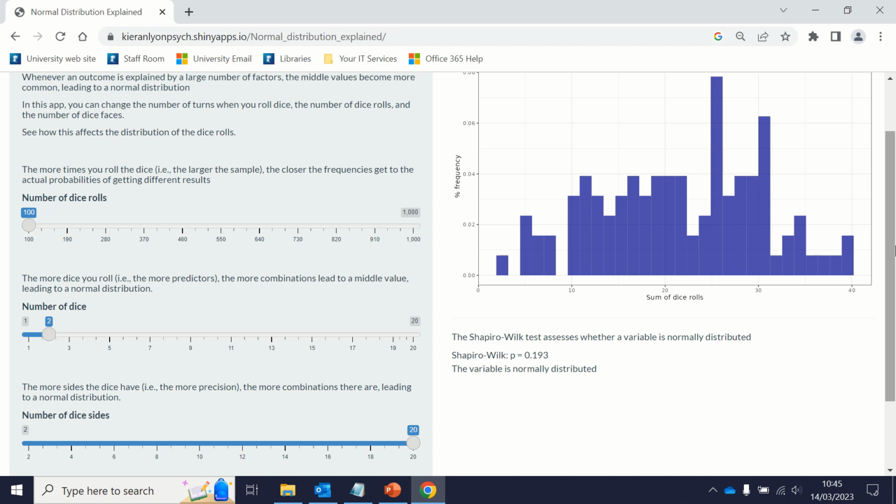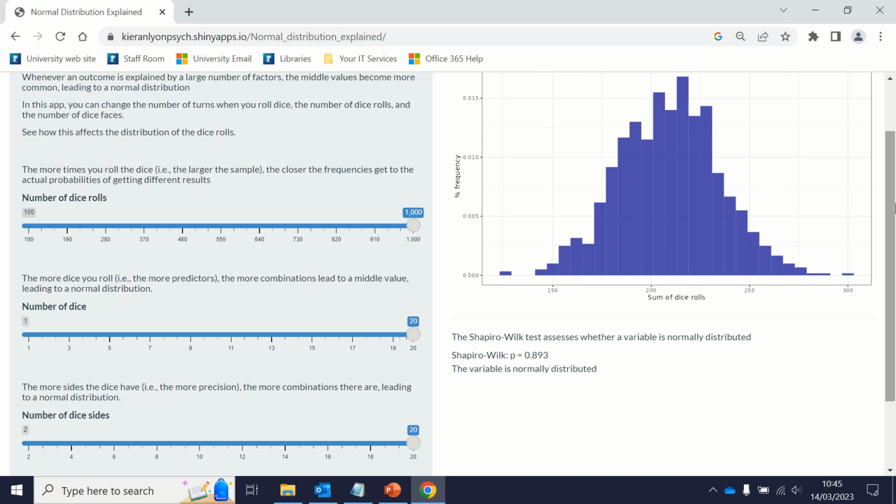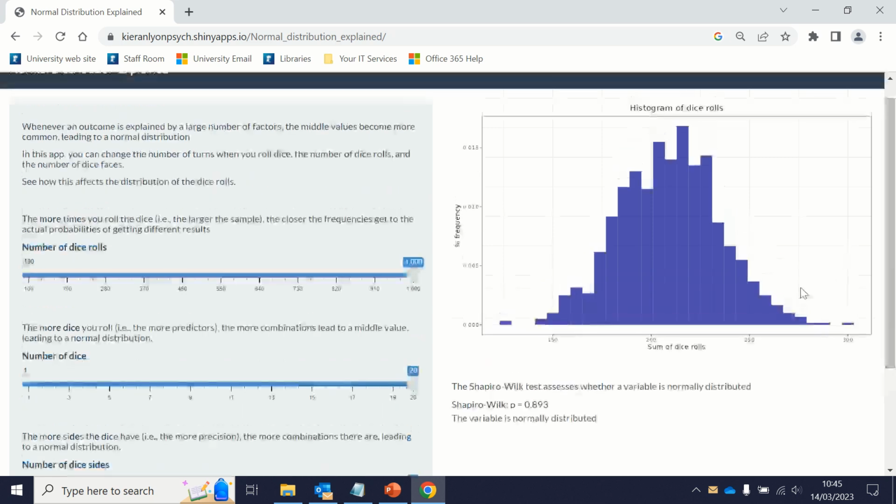So to summarize: larger sample, more turns, more predictors, more dice, and more precision. All of those lead to a greater normal distribution, and we can put that all at the top here, take it all to the limit. Very high levels of all three, high precision, high number of predictors, and large sample. That, my friend, is a normal distribution.